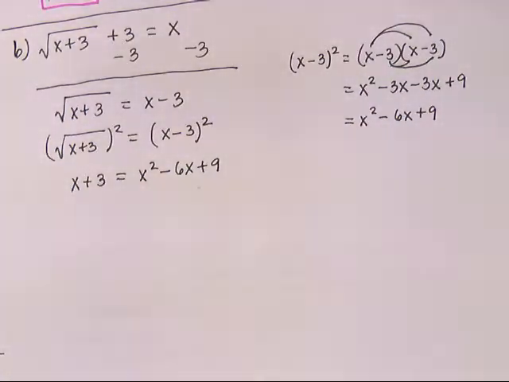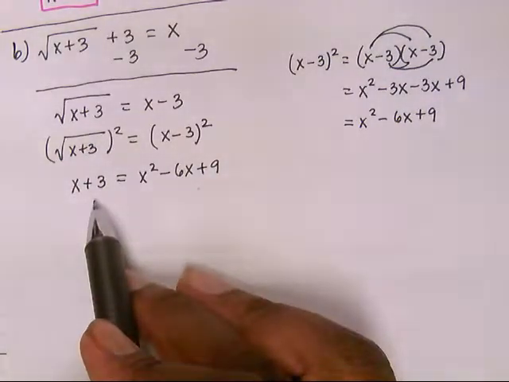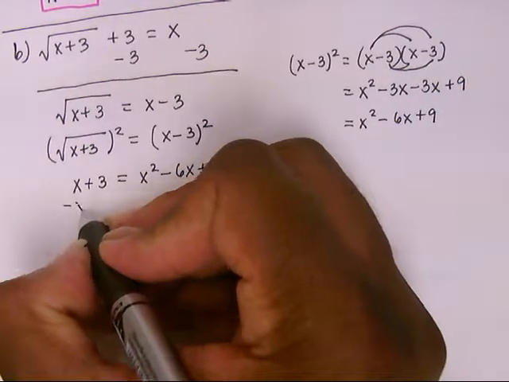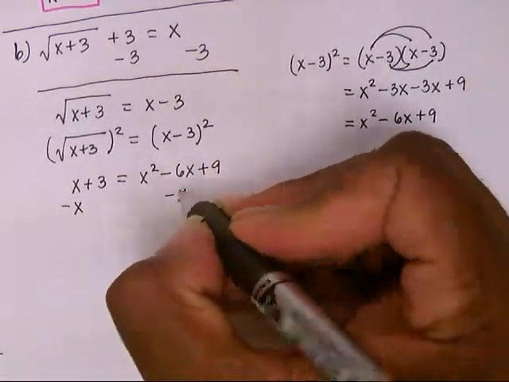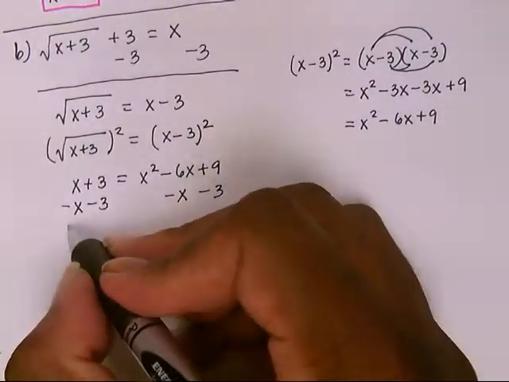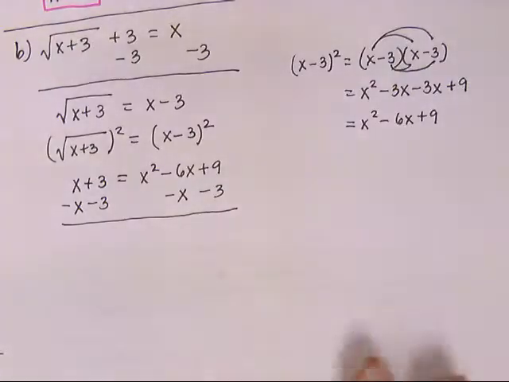So I'll place that there, and that's equal to x plus 3. Now I need to get a 0 on one side of this equation since it's a quadratic equation. I need to move the x plus 3 over to where the x squared minus 6x plus 9 is. So I'm going to subtract x on both sides, and I'm also going to subtract 3 on both sides of this equation.